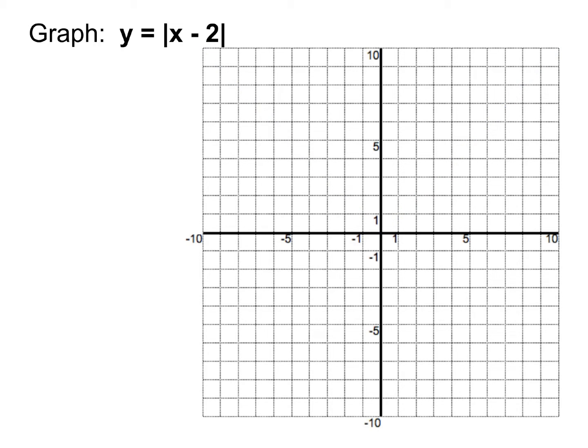So above your second graphing grid, please write this equation. Y equals the absolute value of x minus 2. You always want to write the equation with the graph you do. That way, this is an additional reference you can look back at as you do future problems that are similar.